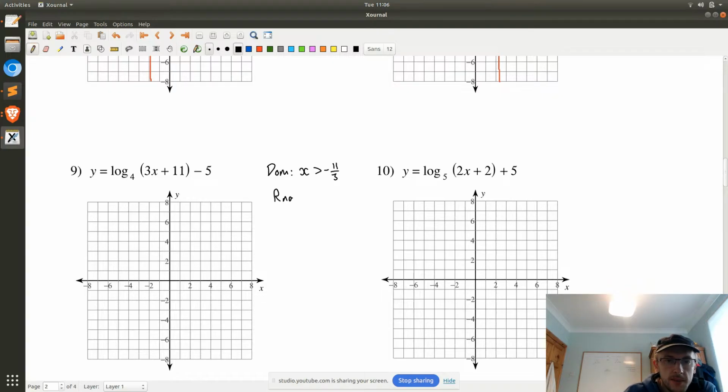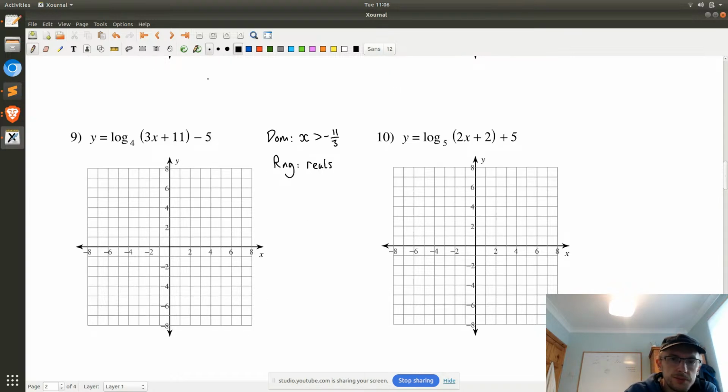And the range... Oh, well, it's all the reals, isn't it? Wait, did I check those? I did. Okay, great. Fine. Confusion there. Right, so the regular logarithm of 4 will be in green right here. There, no, that'll be the asymptote.